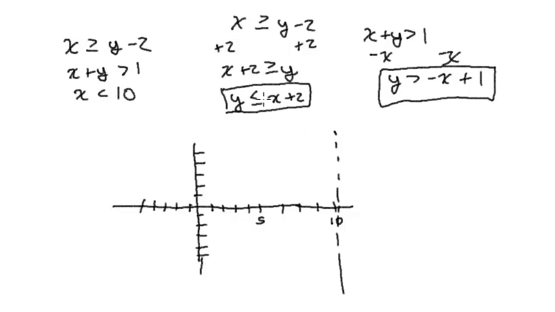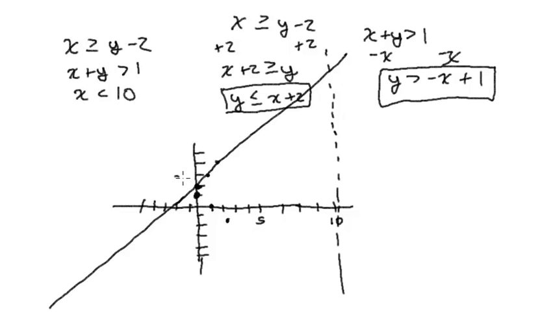Now for this line, it says y is less than or equal to x plus 2. So we'll graph it as if we had a line. We have a y-intercept of 2. We have a slope of 1, so that means up 1, over 1, up 1, over 1. It has an equal sign, so that means that we can have a solid line. Okay, this one says y is greater than negative x plus 1. So 1 is our y-intercept, our slope is negative 1, down 1, over 1, down 1, over 1. This doesn't have an equal sign, so I'll put a dotted line.